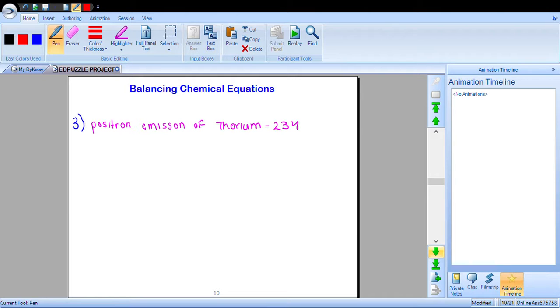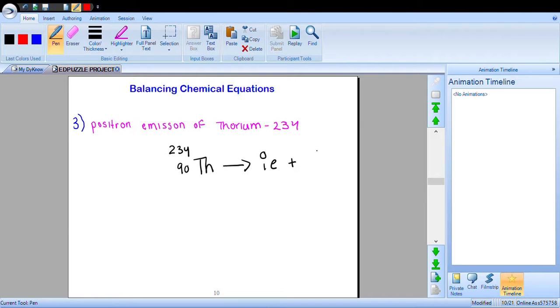Number 3. Write the balanced chemical equation for a positron emission of thorium-234. Okay, so we are given that the mass number is 234. Thorium is 90, and it's Th. Positron emission is positive, so instead of negative 1, we put positive 1.